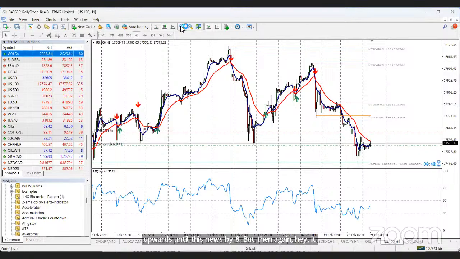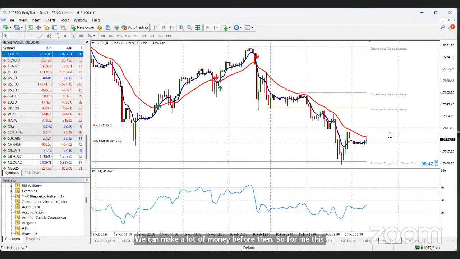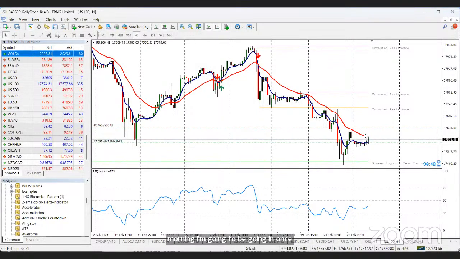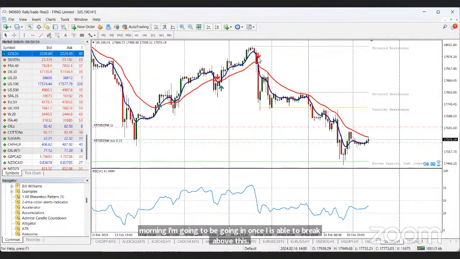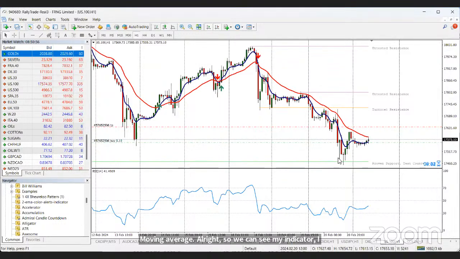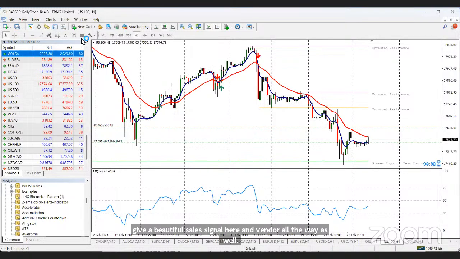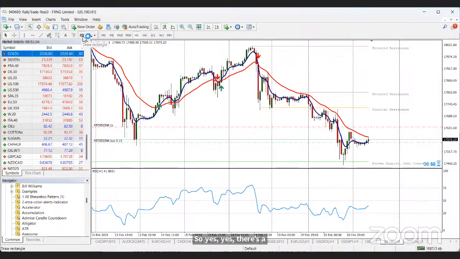So for me this morning, I'm going to be going in once price is able to break above this moving average. We can see my indicator gave a beautiful sell signal here and went down all the way as well. So yes, the strategy works just like magic. Speak to your account manager. It's called the EMA cross strategy. Speak to your account manager to learn how to actually get it.